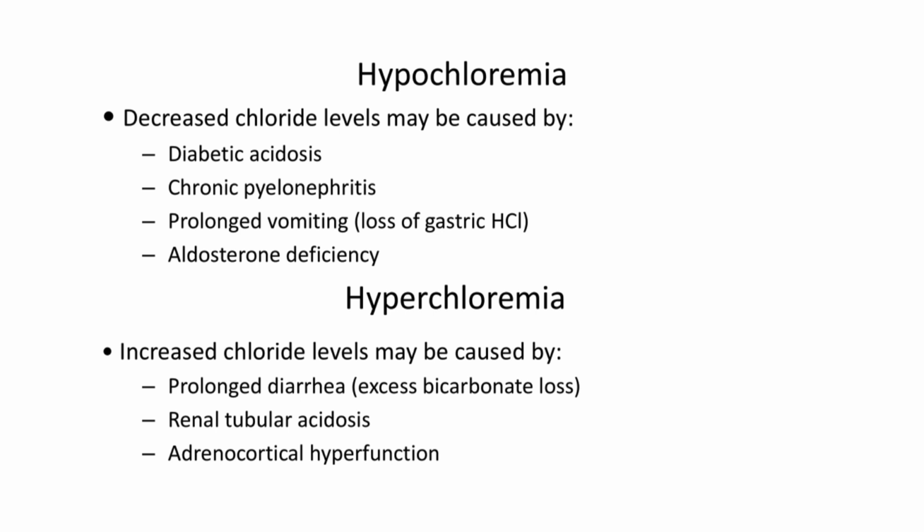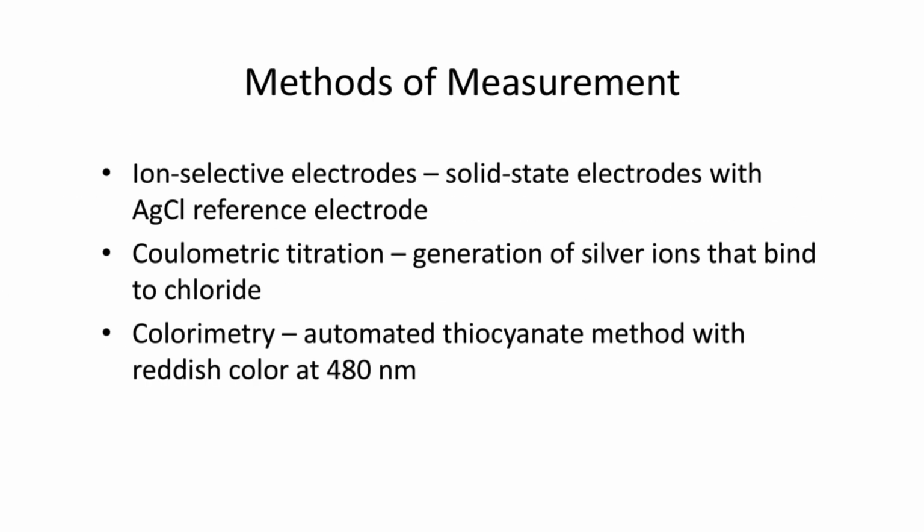On the other hand, elevated chloride levels are known as hyperchloremia. This may be seen in prolonged diarrhea due to loss of bicarbonate, renal tubular acidosis, or adrenocortical hyperfunction, which alters electrolyte handling. Several methods are used to measure chloride in the laboratory. Ion-selective electrodes, which use a silver chloride reference electrode. Coulometric titration, where silver ions are generated to bind chloride. And colorimetry, such as the automated thiocyanate method, producing a reddish color with a peak absorbance at 480 nanometers.